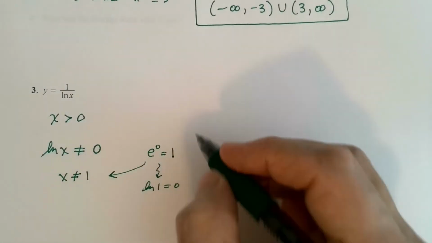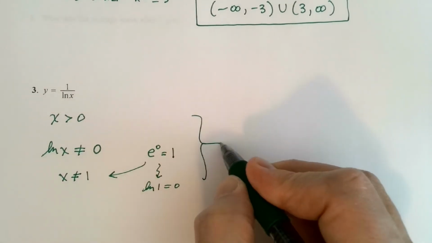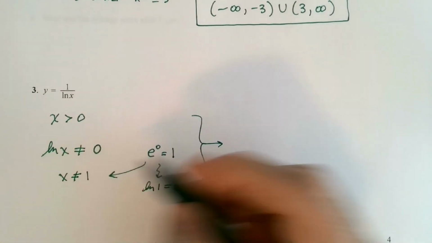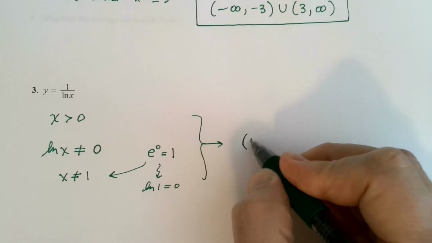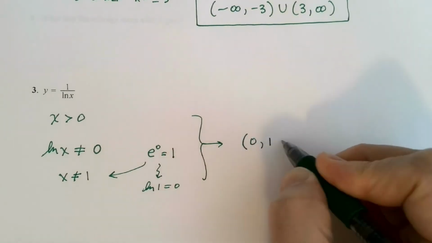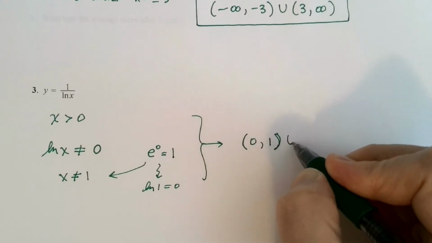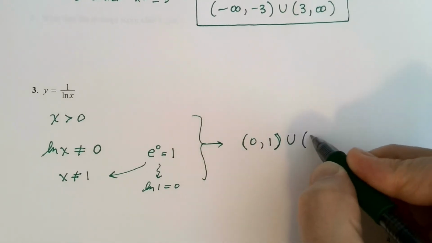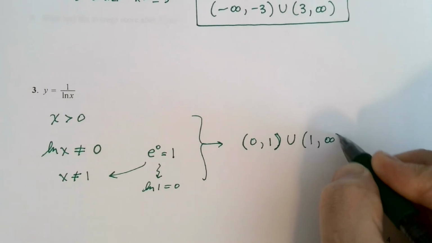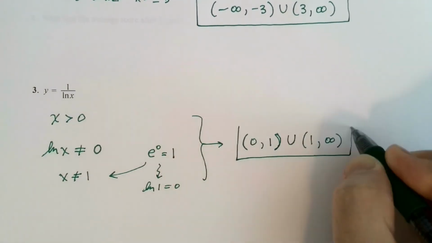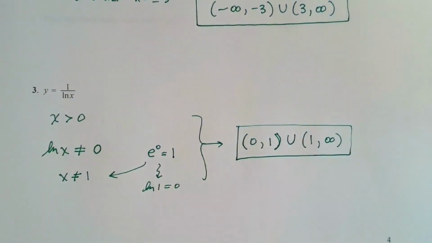And so this information tells me what? The value of x is positive, but it can't be 1. So it's everything greater than 0, but I have to exclude 1. So I go up to 1, exclude it, parentheses, not bracket. And then my union, everything greater than 1 would be 1 to infinity. So there's the domain. Basically everything excluding 1.